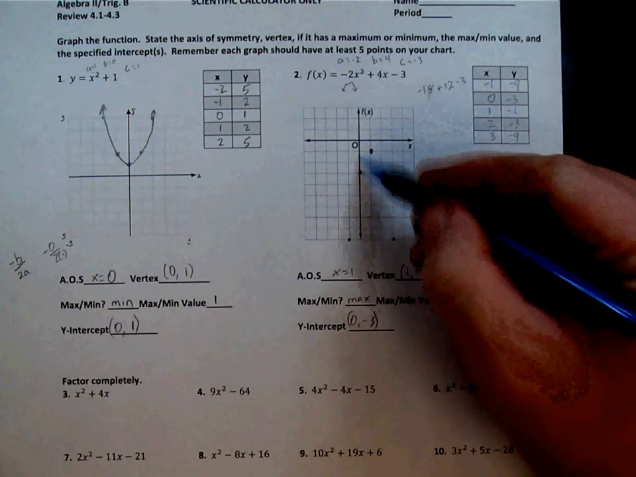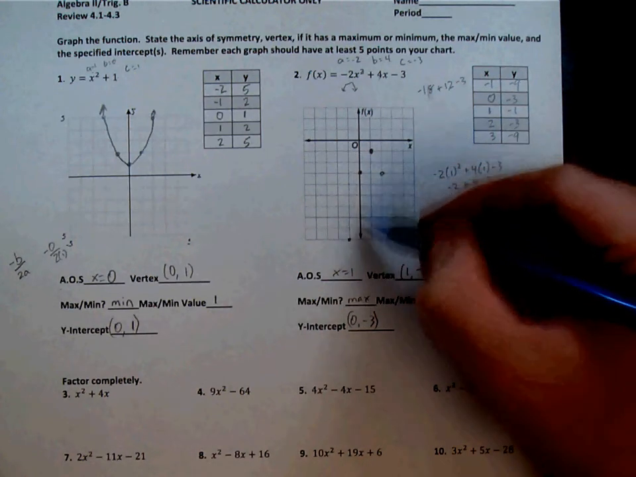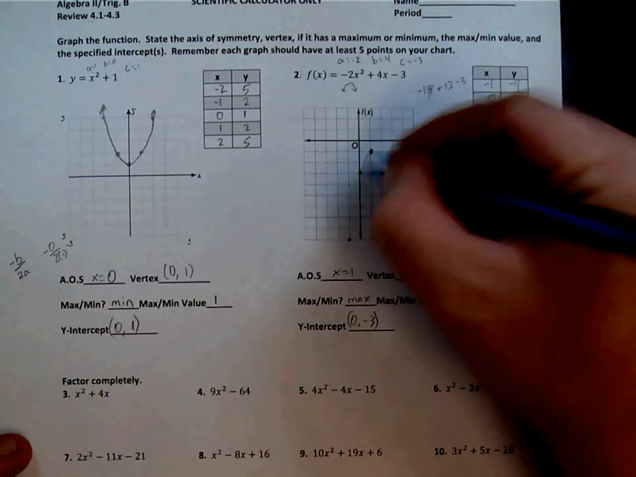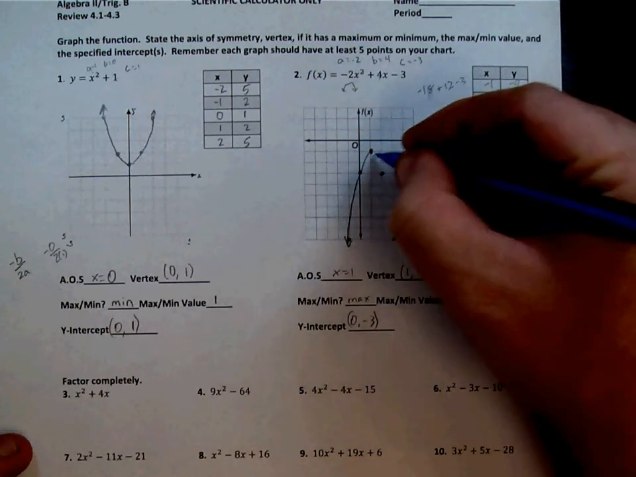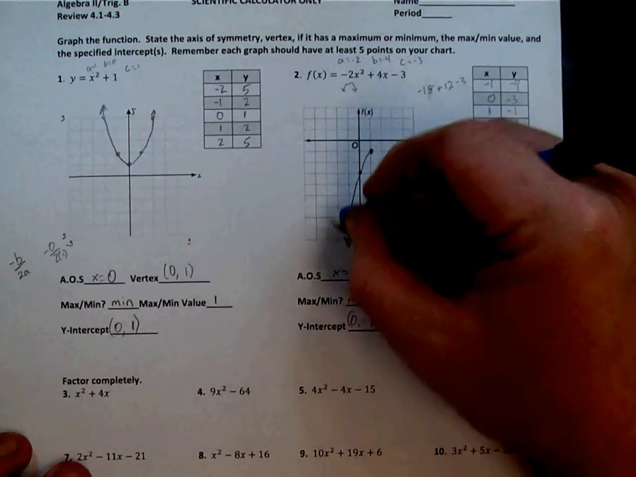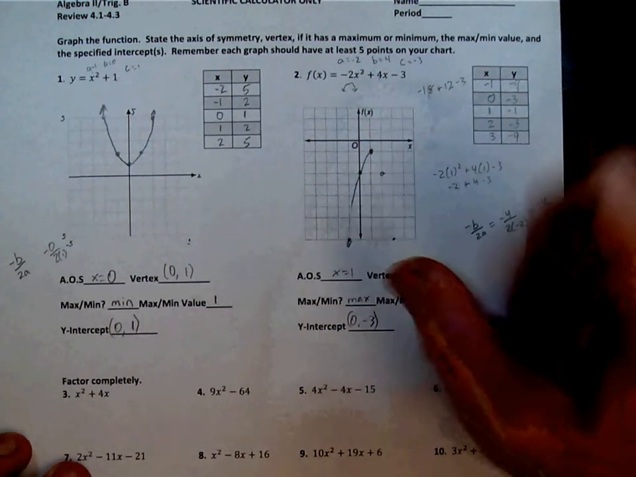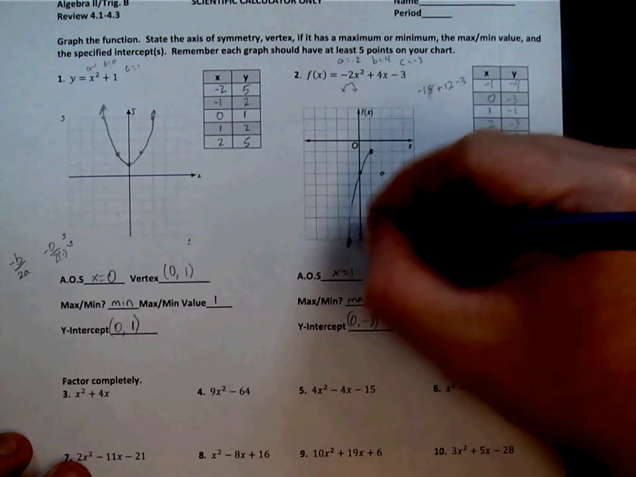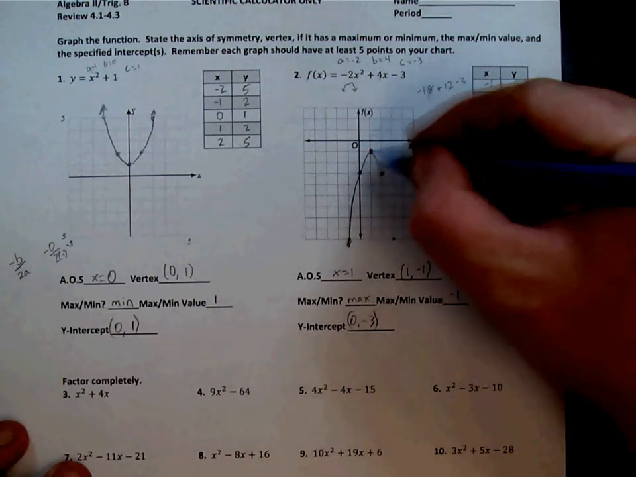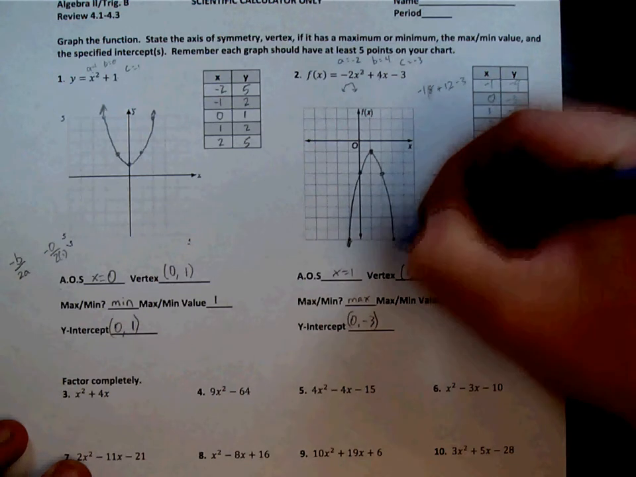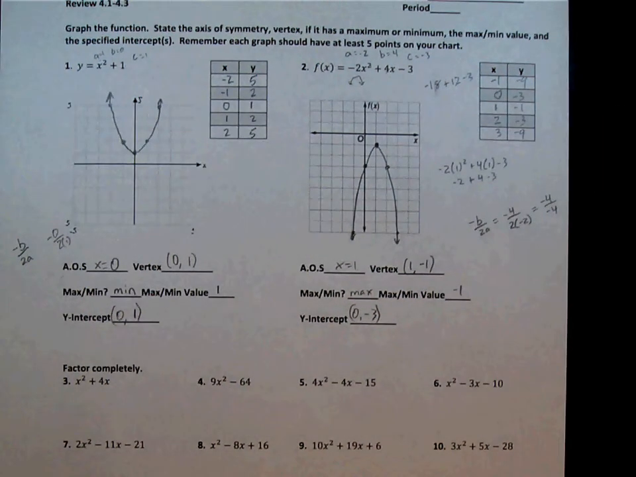I think I did that right. 1, 2, 3, 4, 5, 6, 7, 8, 9. Yeah, okay. Oops, I crossed a little early there. Shouldn't cross that negative 1 until I get down to my point. There we go. That looks good.